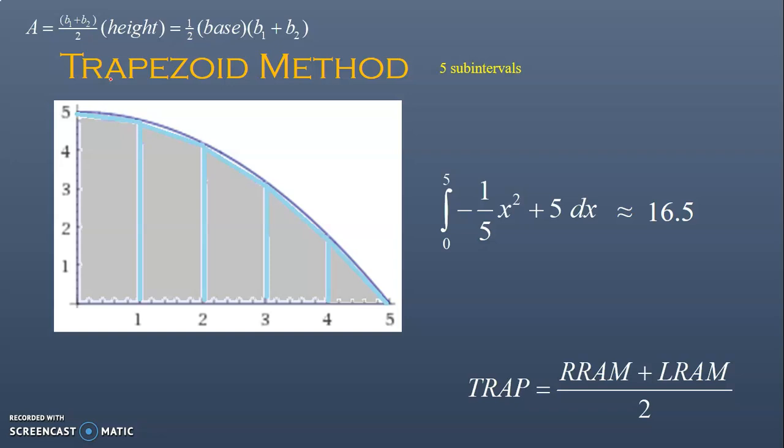The trapezoid method, so instead of drawing rectangles to make an estimate, we're going to draw trapezoids. Now the area for a trapezoid would be 1/2 times b1 plus b2 times height. That's the way I learned it when I was a kid. You might see it like this, b1 plus b2 divided by 2 times the height.